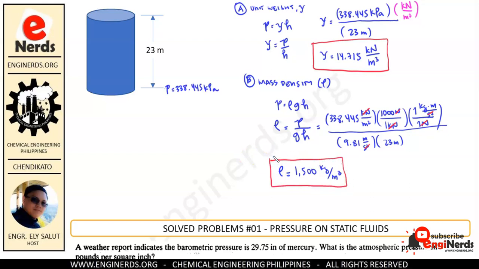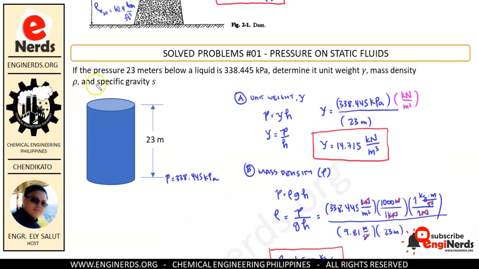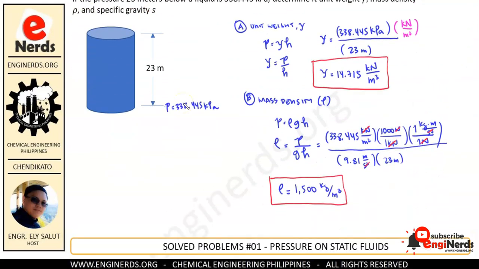And now, ang pinapahanap na yun sa atin is yung specific gravity, okay? So, to get the specific gravity, we need to divide the density of the fluid by the density of water, no? So, now we will calculate for the specific gravity. Okay? So, specific gravity is equal to the density of the fluid over the density of water.